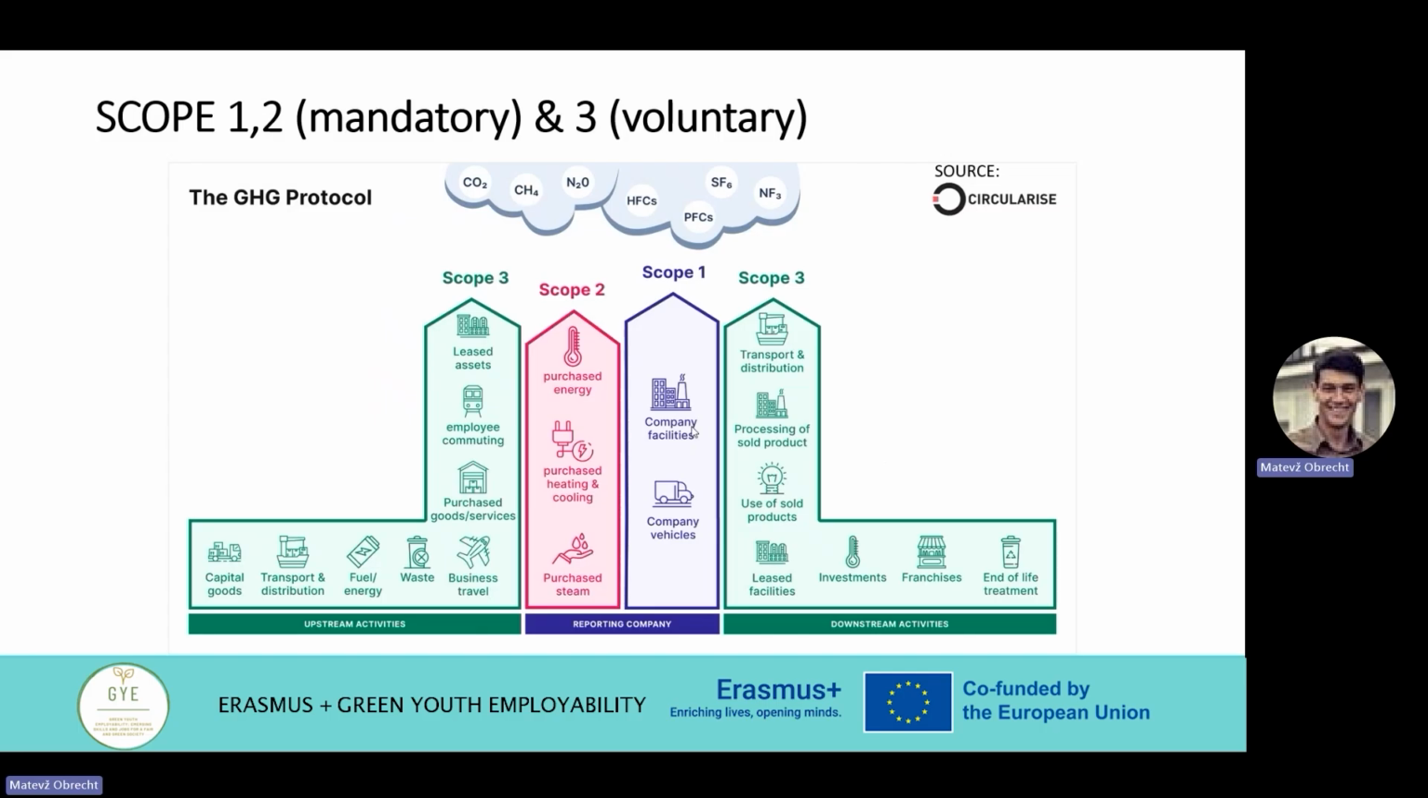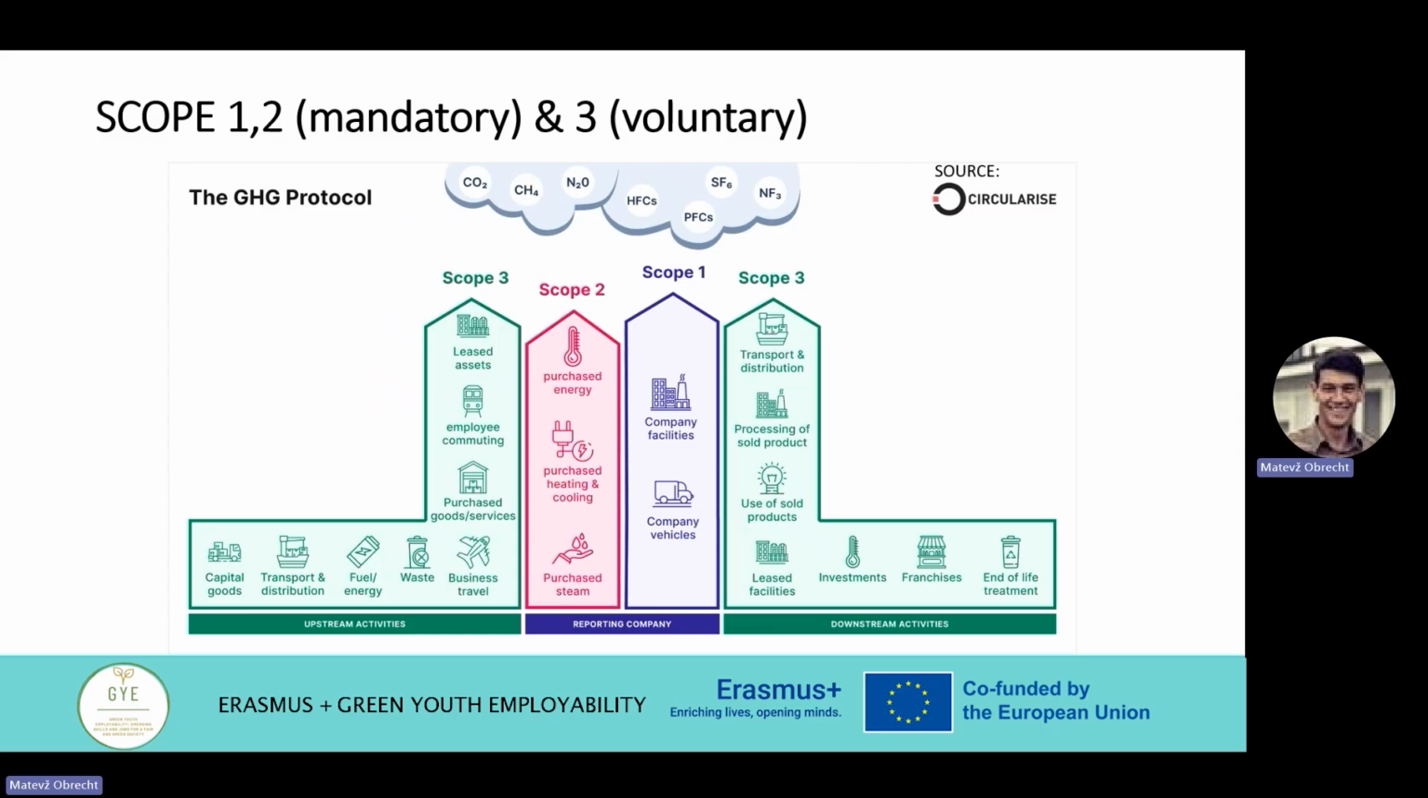This is actually the obligatory part of reporting for companies. You can see it here below. Reporting companies must report scope 1 and scope 2 obligatorily, and you also have very clear rules about that.